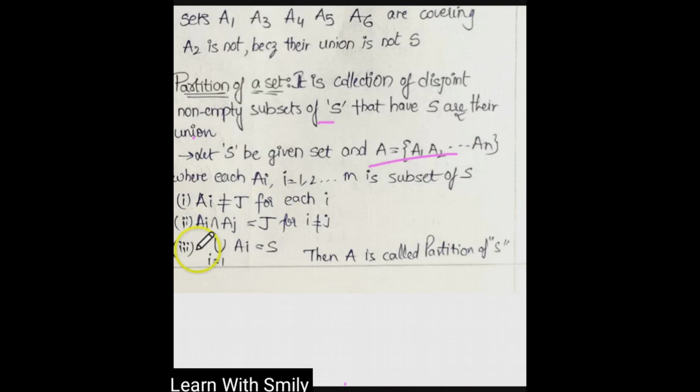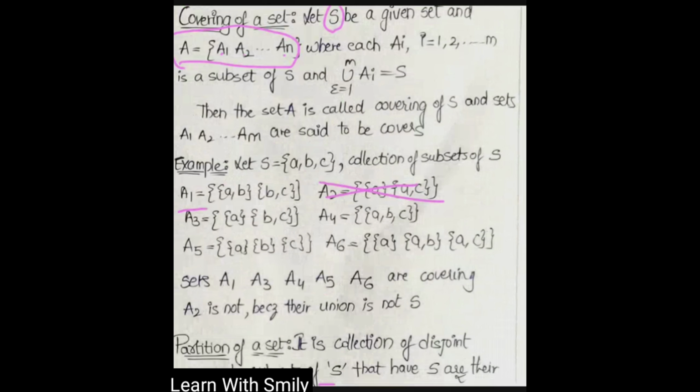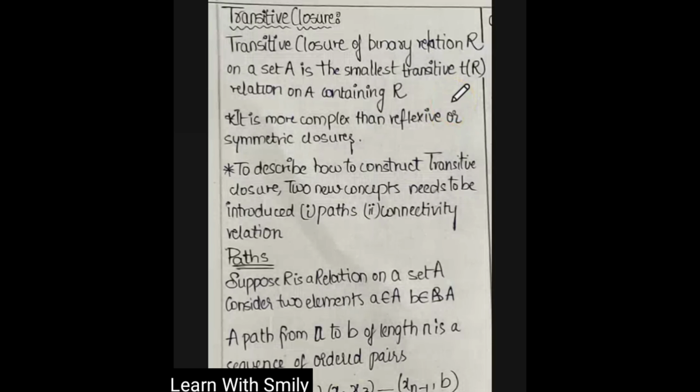These are the three conditions that it must satisfy to be a partition of a set: Ai is not equal to the empty set for each i, Ai intersection Aj is empty for i not equal to j, and the union of Ai equals S. If it satisfies all these properties, then A is called a partition of S. So partition is a different thing and covering is a different thing. We have very few concepts left.